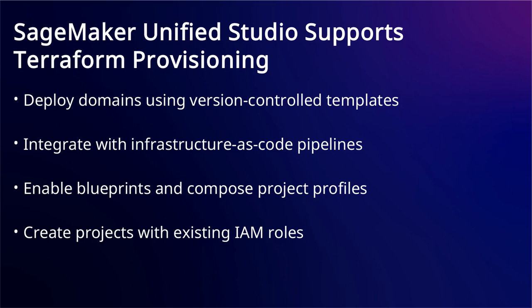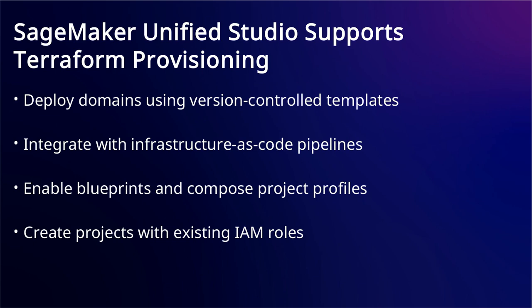Platform teams need to provision SageMaker Unified Studio domains consistently across multiple environments while maintaining version control and integration with existing infrastructure as code workflows. The open-source Terraform AWS SageMaker Unified Studio module addresses this by letting you deploy domains through version-controlled templates that integrate with your existing pipelines. You can maintain consistency across development, staging, and production accounts.